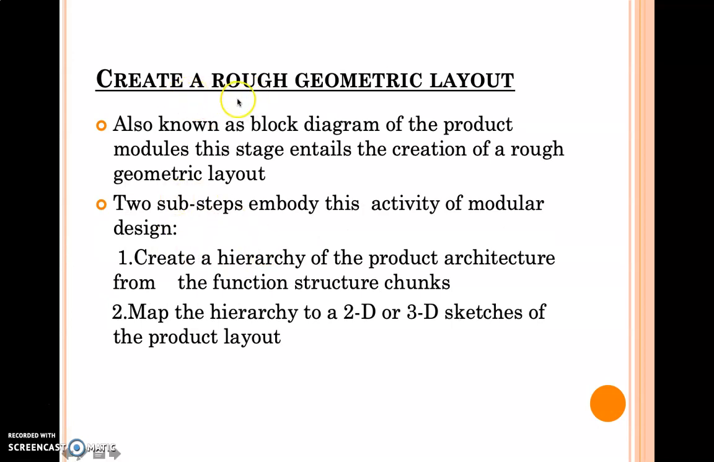Now create a rough geometric layout, meaning you draw a block diagram of a product module. Two sub-steps embody this activity of modular design: create a hierarchy of product architecture from the function structure chunks, and map the hierarchy to a 2D layout, mostly 2D, and sometimes, if you are good at 3D sketching, you can draw a 3D sketch of the product layout. With the help of these two steps, you can prepare your rough geometric layout.